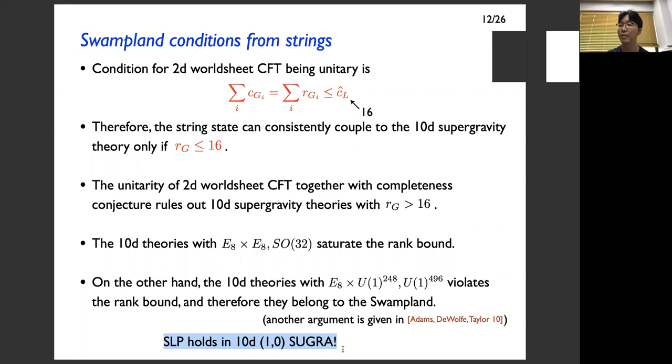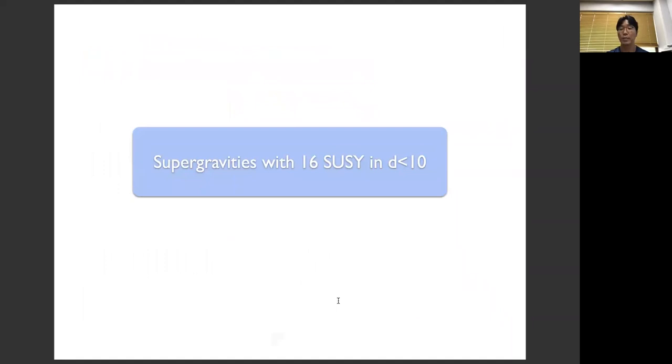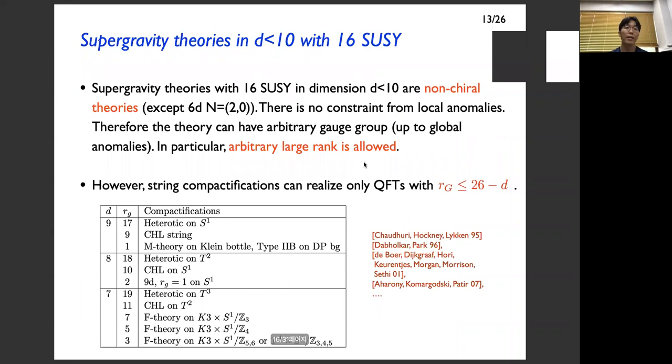Okay, let's move on to the other dimensions, but still preserving 16 supersymmetry. Unlike 10D theories, supergravity theories in dimension less than 10 are non-chiral theories. And since they are non-chiral, there is no constraint from anomalies. So they can have, in principle, arbitrary gauge group. In particular, arbitrary large rank is allowed. So we have infinitely many consistent supergravity theories preserving 16 supersymmetry in dimension less than 10.